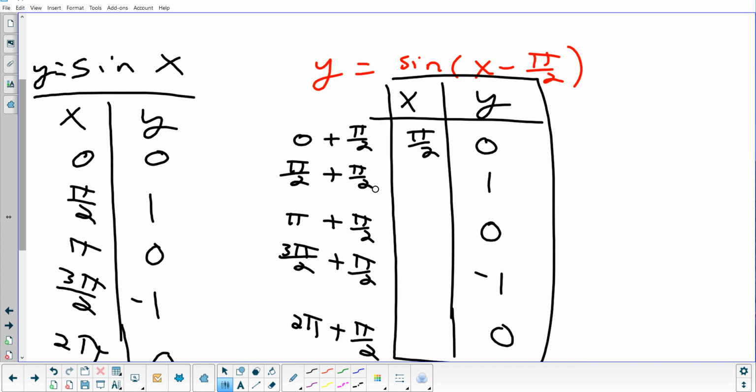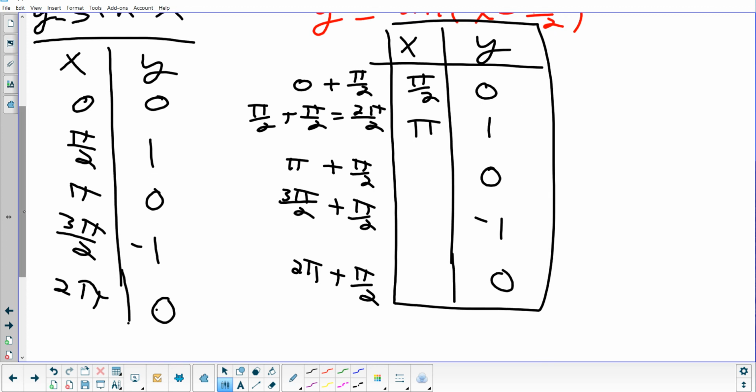So what I'm going to do, actually, I'll leave myself a little more space. That's 2 pi over 2, but then when we reduce it, it's just pi. I wanted to write it as 2 pi over 2 for a second because I want you to notice something when we're done. All right, the next one. Pi plus pi over 2.